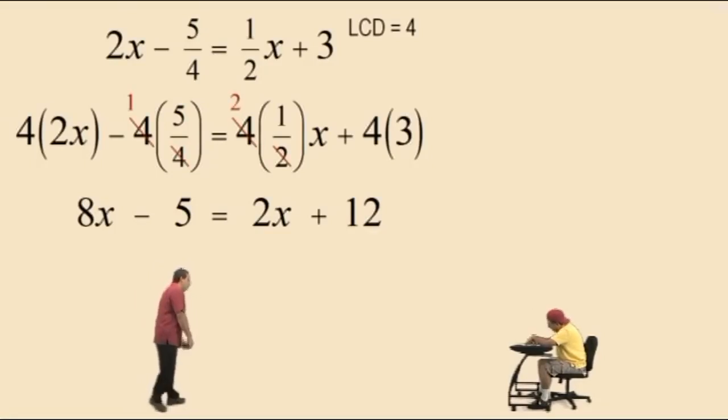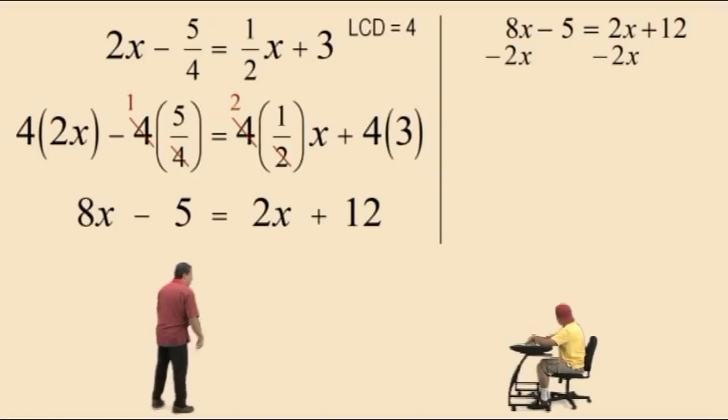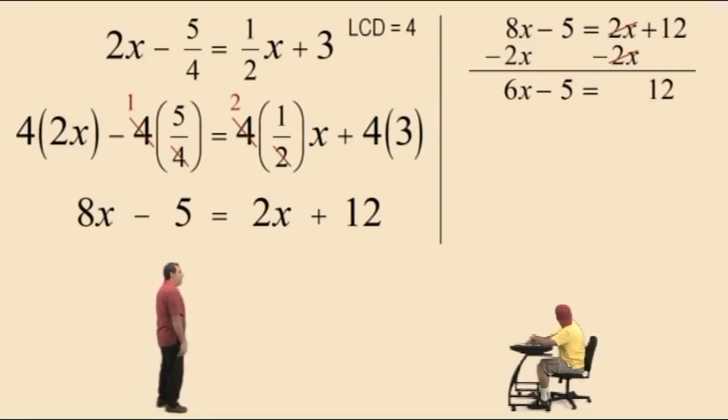Now, let's go ahead and put our work up there. Now notice we got variables on both sides. So we're going to isolate our variable on the left-hand side by doing what, Charlie? Subtract 2x. Subtracting 2x to cancel them out on the right. And so 8x subtract 2x is 6x. Subtract 5. Right-hand side is 12. Now what, Charlie? Add 5. Add 5 to both sides.